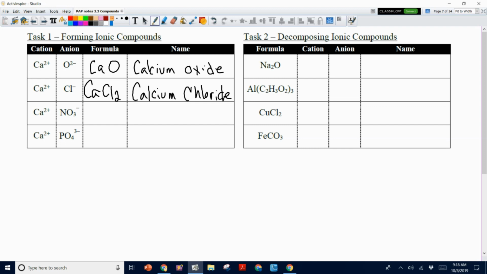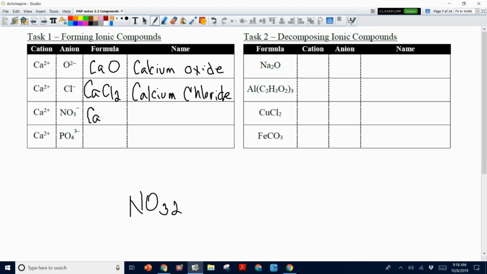All right, so swap and drop. The calcium is +2, -1. So we're gonna have Ca, it gets the 1. But then the nitrate here, NO3, we need 2 of those. So I bet some of you did this. Okay, so what does that look like? It looks like we have NO32. All right, so that's going to be wrong.